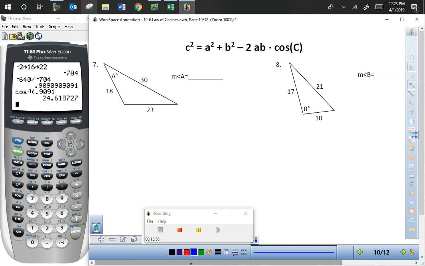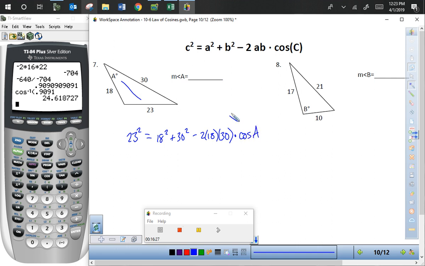Alright, what I want you to do is pause the video and try to set up this problem. It's okay if you get stuck solving it, but I want you to at least plug in your formula so everything is ready to go. Alright, so hopefully we came up with 23 squared equals then 18 squared plus 30 squared minus 2 times 18 times 30 times the cosine of A.